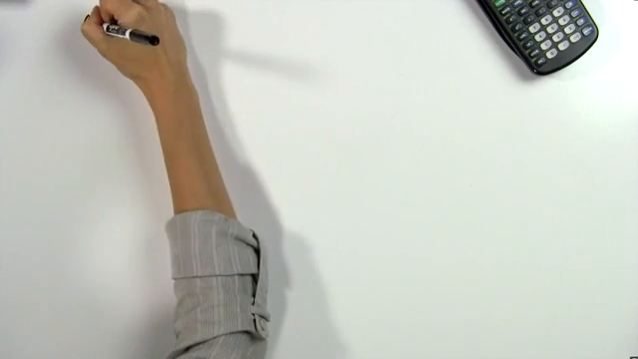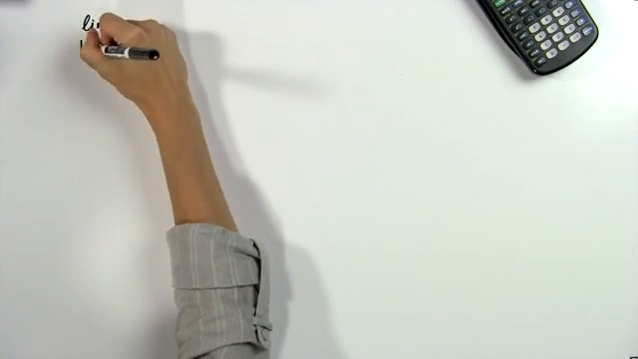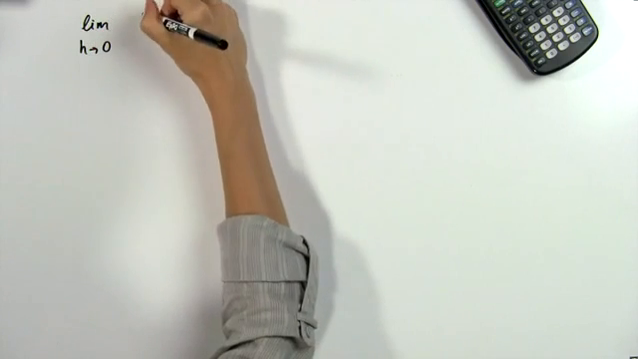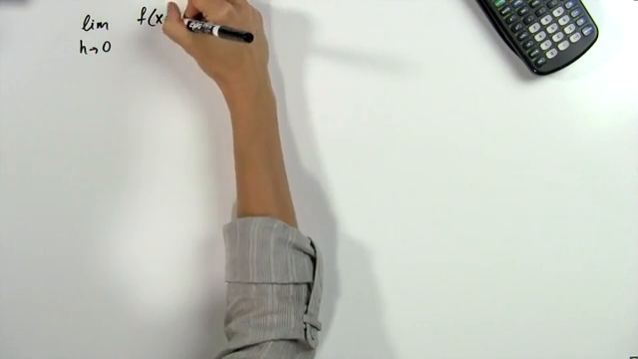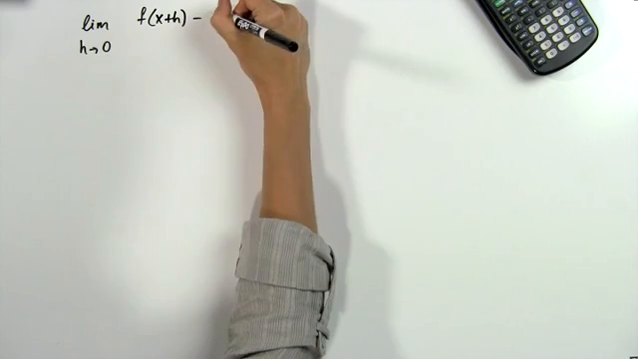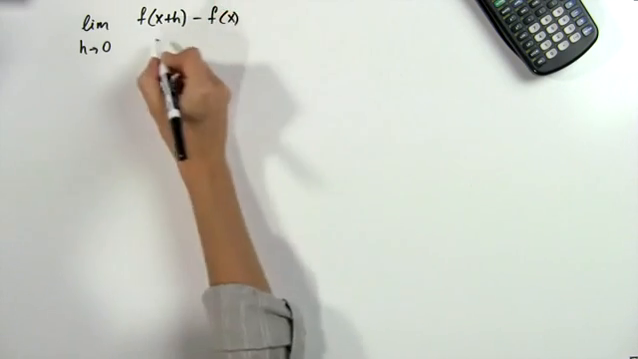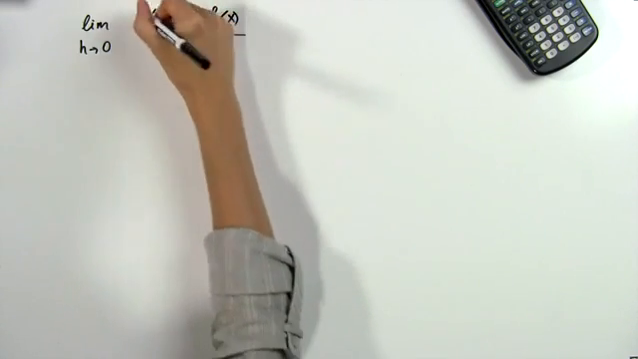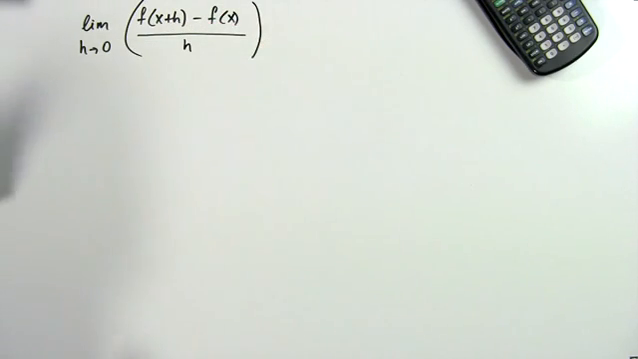Today we're going to learn how to use limits to find the slope of a tangent. The slope of a tangent line at a point x can be found by using the following limit: the limit as h tends to 0 of f(x + h) minus f(x), all divided by h. This is basically the limit definition of a derivative. So let's do an example and see how we use it.